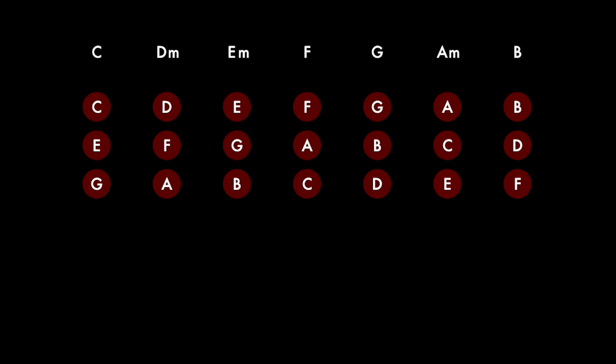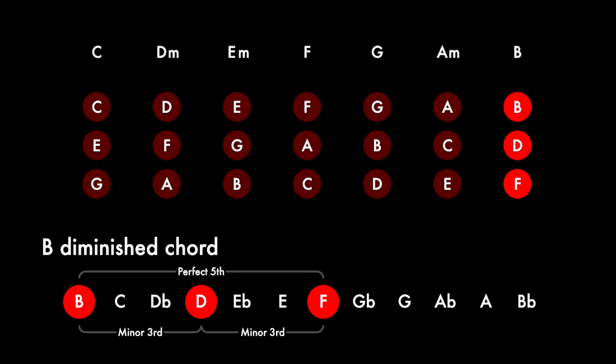Finally, if we shift one more time, we get B, D, F. That's not a major chord. And it's not minor either. Let's look at the intervals. From B to D, we have a minor third, and from D to F, also a minor third. What sorcery is this, you ask? It's called a diminished chord. They're not used much in pop, but in classical music and jazz, you'll run into them every now and then.